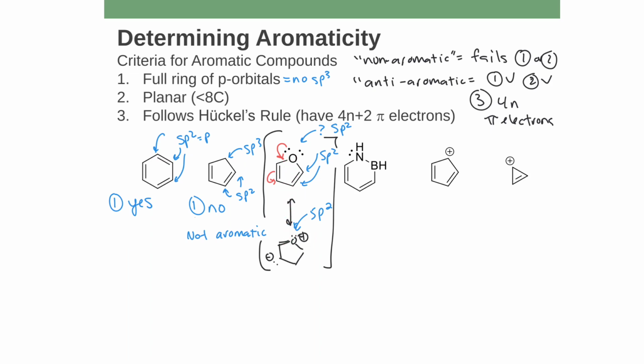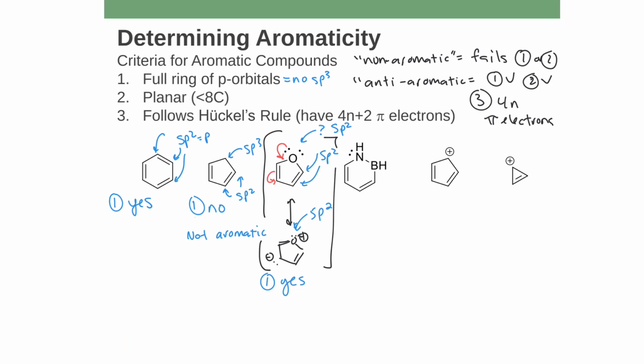Or in other words, that lone pair can drop down and participate in all these resonance structures. Sorry, I just realized that I forgot the double bond that was still in that ring. So I would say yes. Yes, this compound has a full ring of p orbitals. Everything has at least 1 p orbital, or in this case, everything is sp2 hybridized.